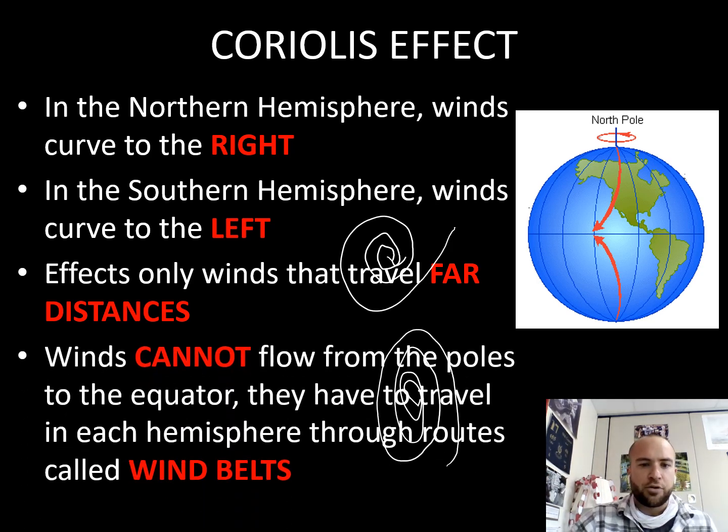Winds cannot flow from the poles to the equator. They have to travel in each hemisphere through routes called wind belts. Back in the day, I used to memorize wind belts. We're not going to have you do that for obvious reasons.